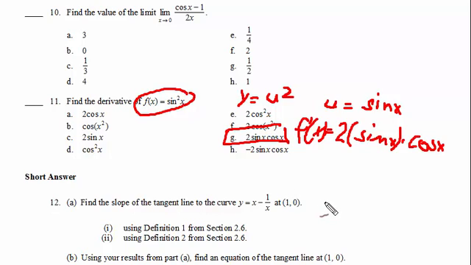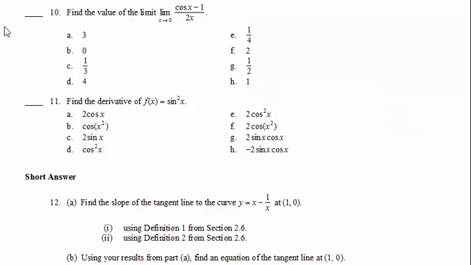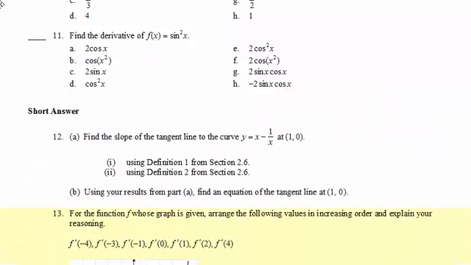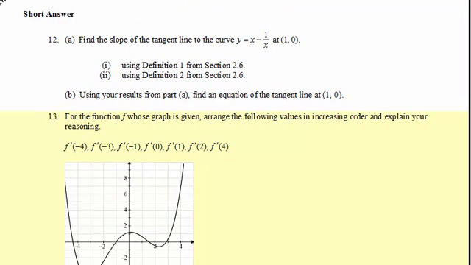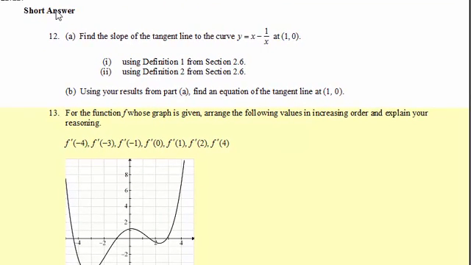All right, now we're done with the multiple choice problems. Let's get rid of this. Let's do one more in this video and then see if we need to move on to the next one. So 12. Find the slope of the tangent line to the curve y equals x minus 1 over x at the point 1, 0.